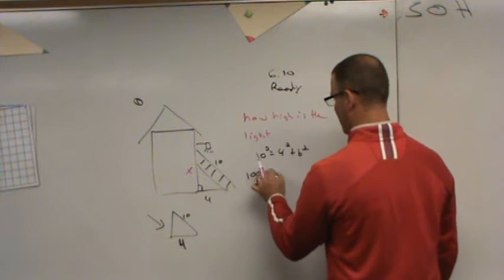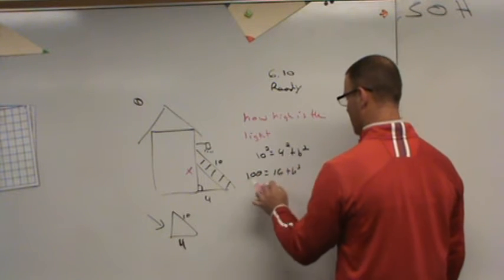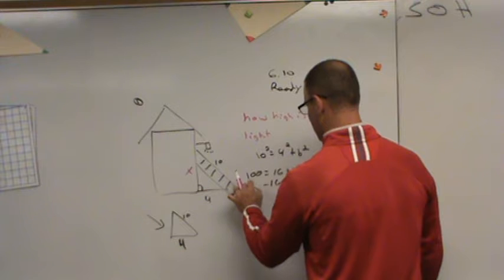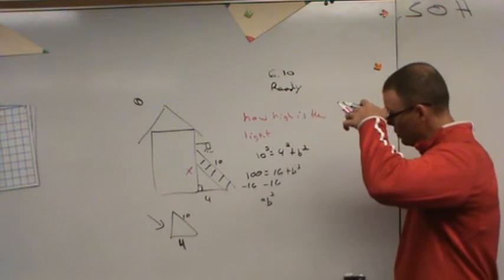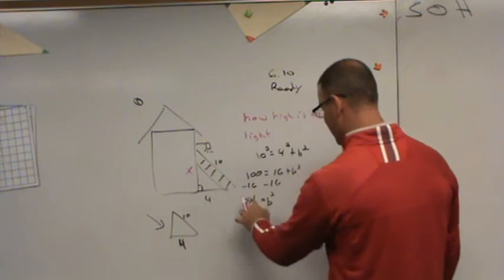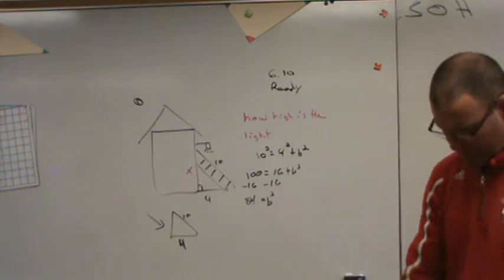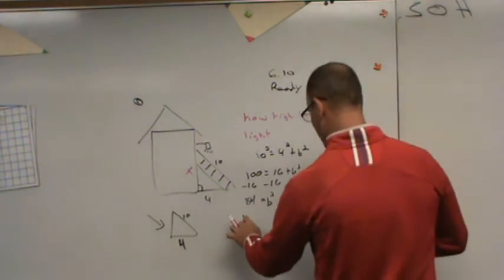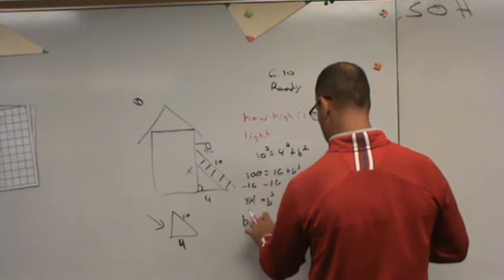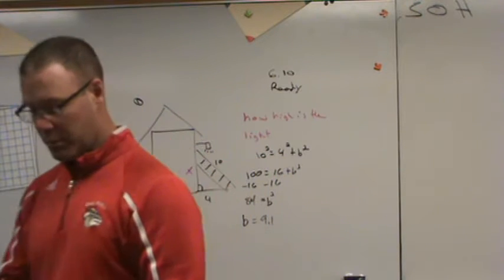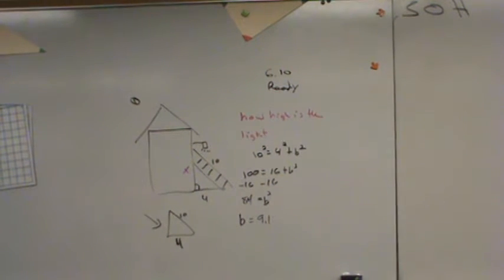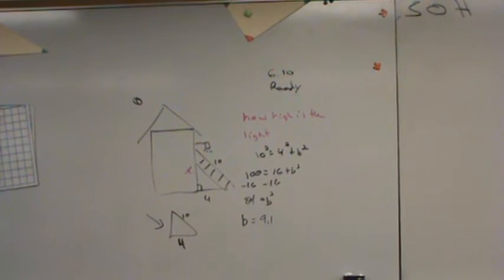So I get 100 is equal to 16 plus b squared, and then I subtract 16. B squared is equal to, what is that? I believe it's 84. Okay. And the value of B is going to end up being 9.1. And the last thing we ask ourselves is, is that answer reasonable? Well, yeah, that answer is reasonable because the hypotenuse is 10. So 9.1 is less than 10.